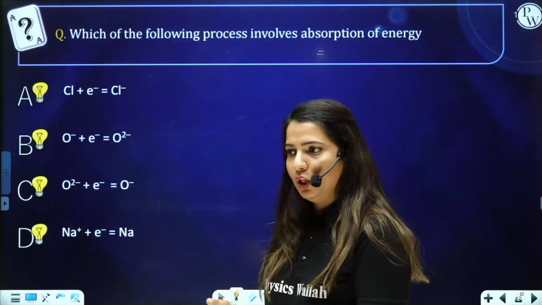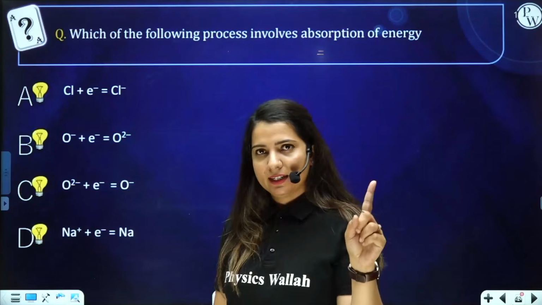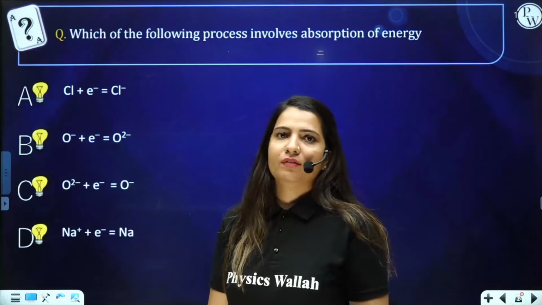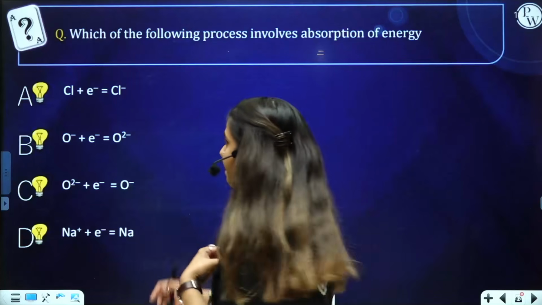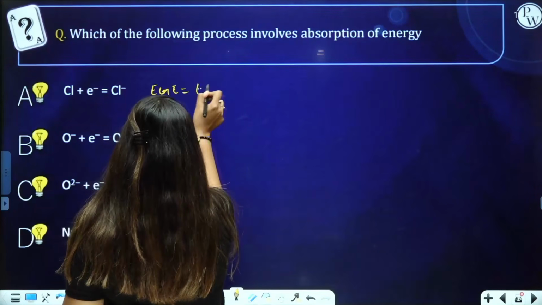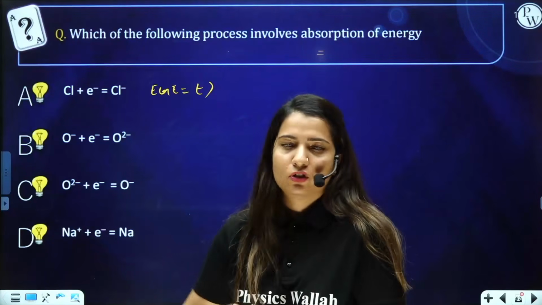I have told you which elements have positive electron gain enthalpy: alkaline earth metals, noble gases and nitrogen. The rest of the elements want an electron, so their electron gain enthalpy will be negative. So there is no requirement of energy to enter that electron into chlorine.